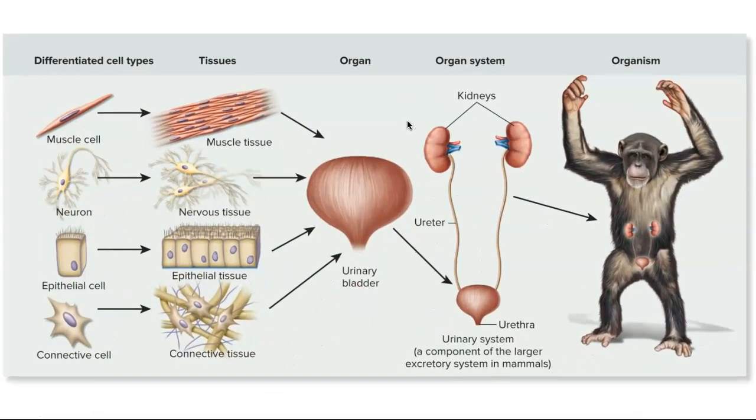So, and this is just a closer view so you can kind of see the different components I just mentioned. And that's just one organ system, right? There's a lot of organ systems in the body. We've got a respiratory system, we've got a reproductive system. I mean, there's a ton.